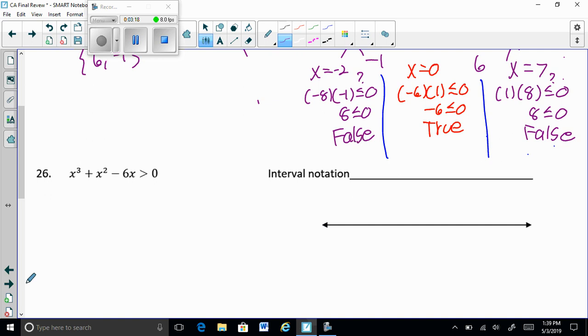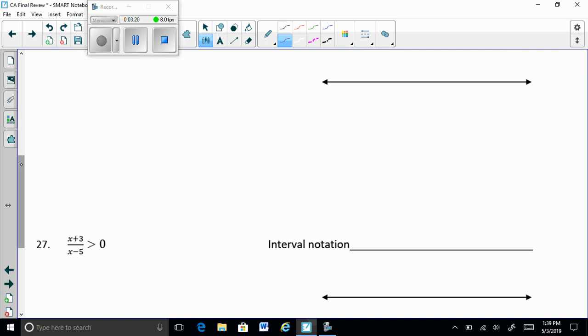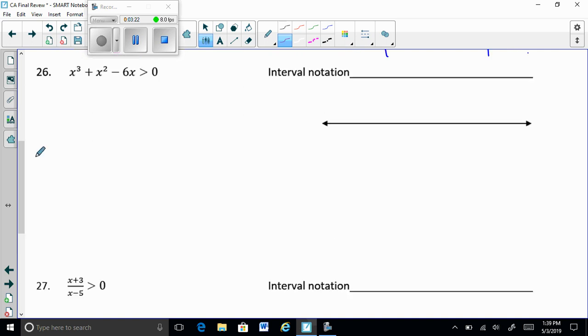All right, so now we're going to look at one that is a higher order polynomial. That just means we have a higher exponent here. So that could give me more x-intercepts. It doesn't necessarily mean it will happen, but it gives me the possibility of three x-intercepts. So let's find out. We'll start by factoring out an x.